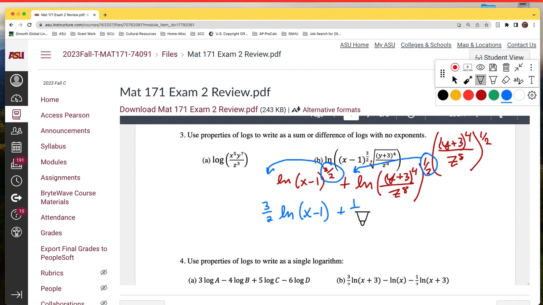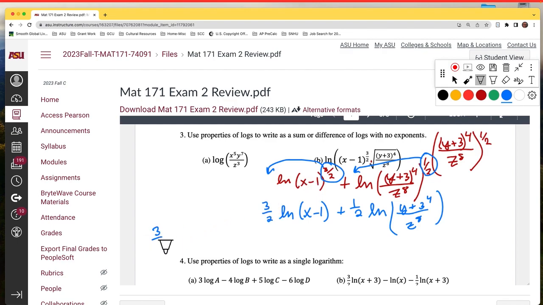Over here, we're not quite done yet. We get the 1/2 natural log of y plus 3 to the 4th divided by z to the 8th. When we have division inside of a logarithm, can we expand that? Yes, it's going to become two logarithms that are subtracted. Good.